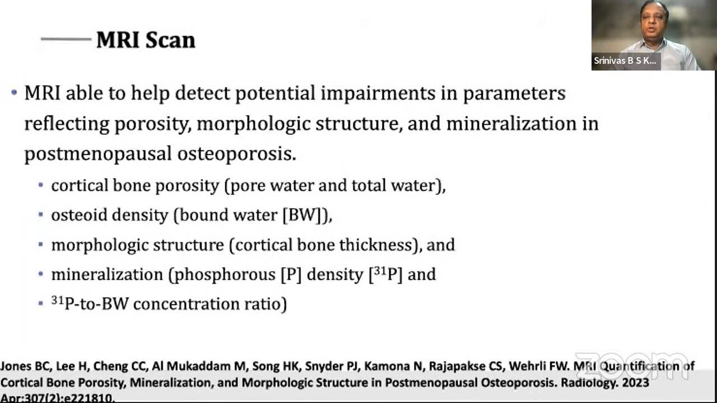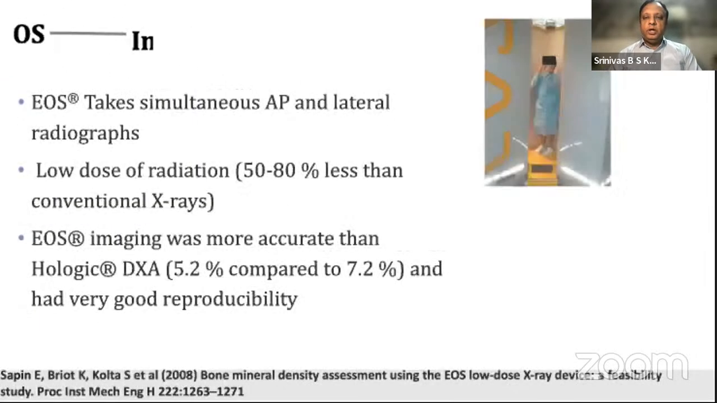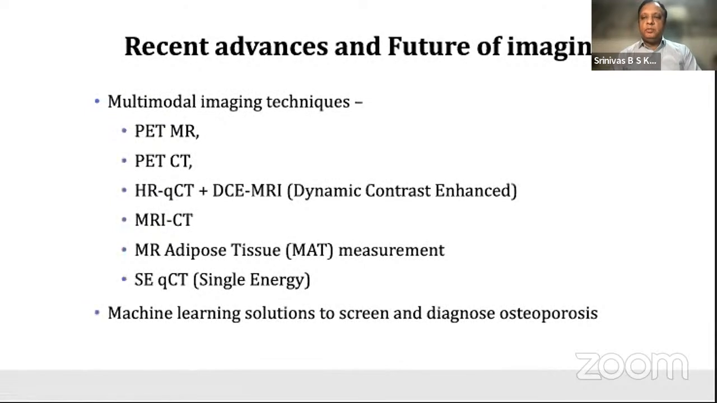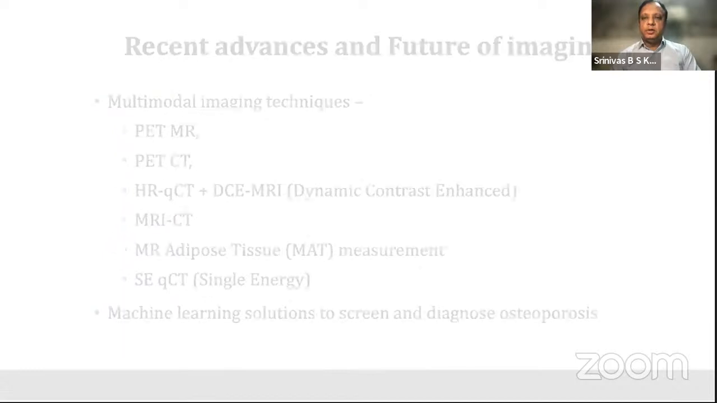MRI scan is less used than quantitative CT, and it can measure cortical bone porosity, osteoid density, morphological structure, and mineralization. EOS is a new technique where AP and lateral views are simultaneously done. It has low radiation dose. In recent advances, future imaging could include multimodal techniques and machine learning techniques.